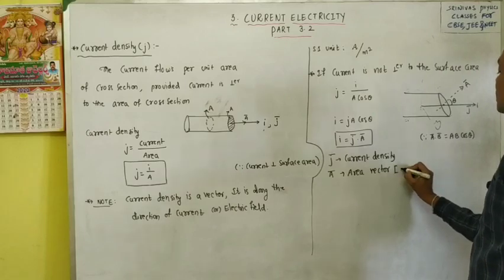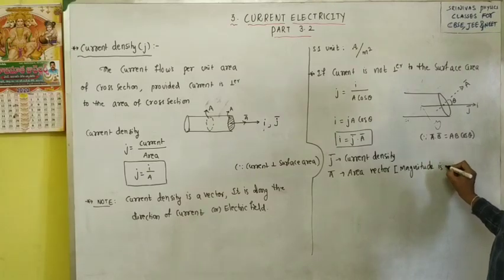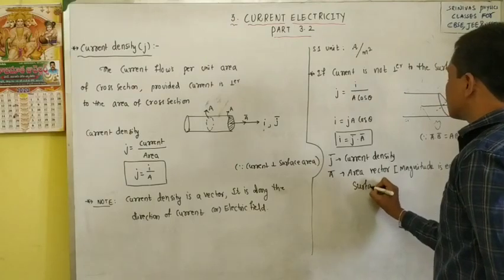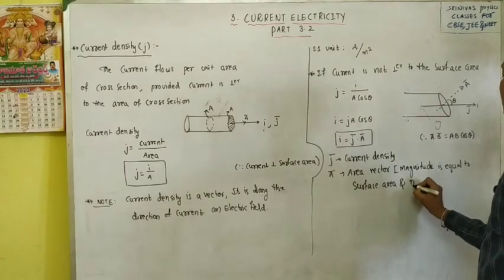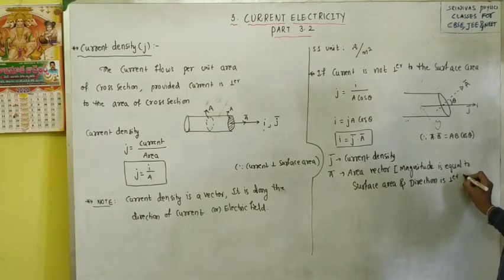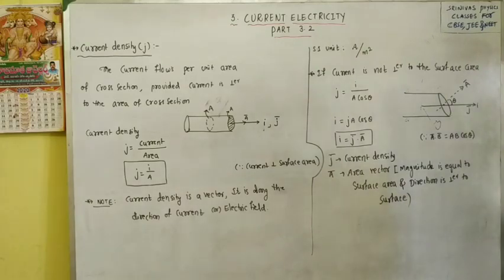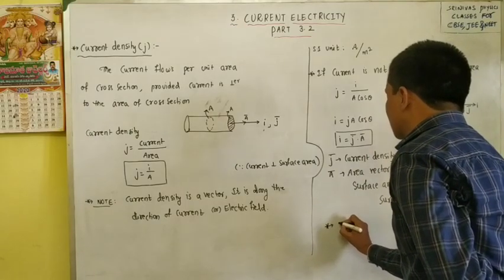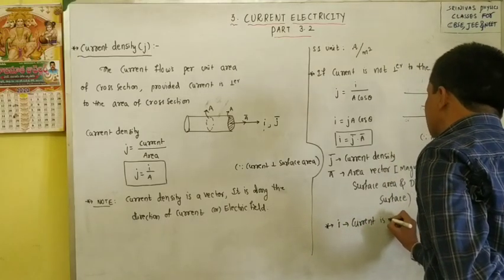Area vector means its magnitude is equal to the surface area, and its direction is perpendicular to the surface. This is about the area vector. Current density is a vector, but the current I is a scalar. You must remember, current is a scalar.